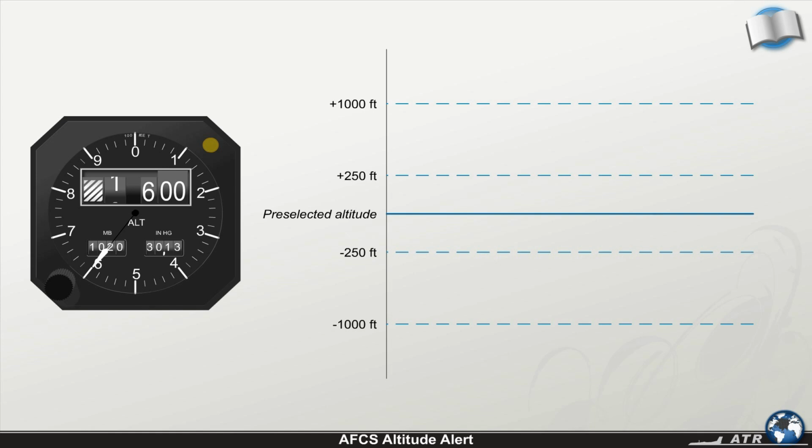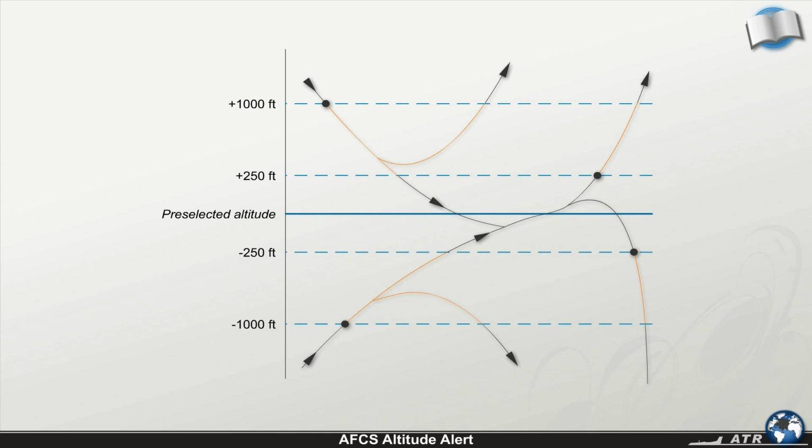The automatic flight control system altitude alert function is used to alert the crew when reaching or leaving the pre-selected altitude via an amber light located on the altimeters and an RL signal. The altitude alert function will become active when the actual altitude is plus or minus 250 feet and plus or minus 1,000 feet of the selected altitude. The signal will be activated each time the aircraft enters one of the two altitude zones.